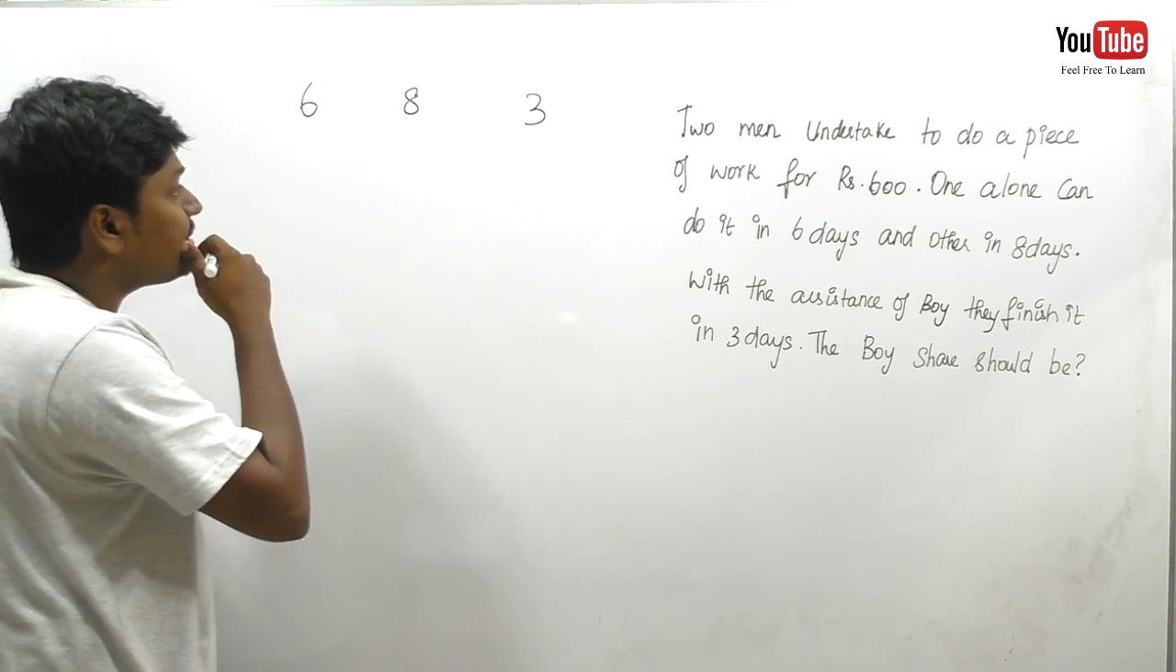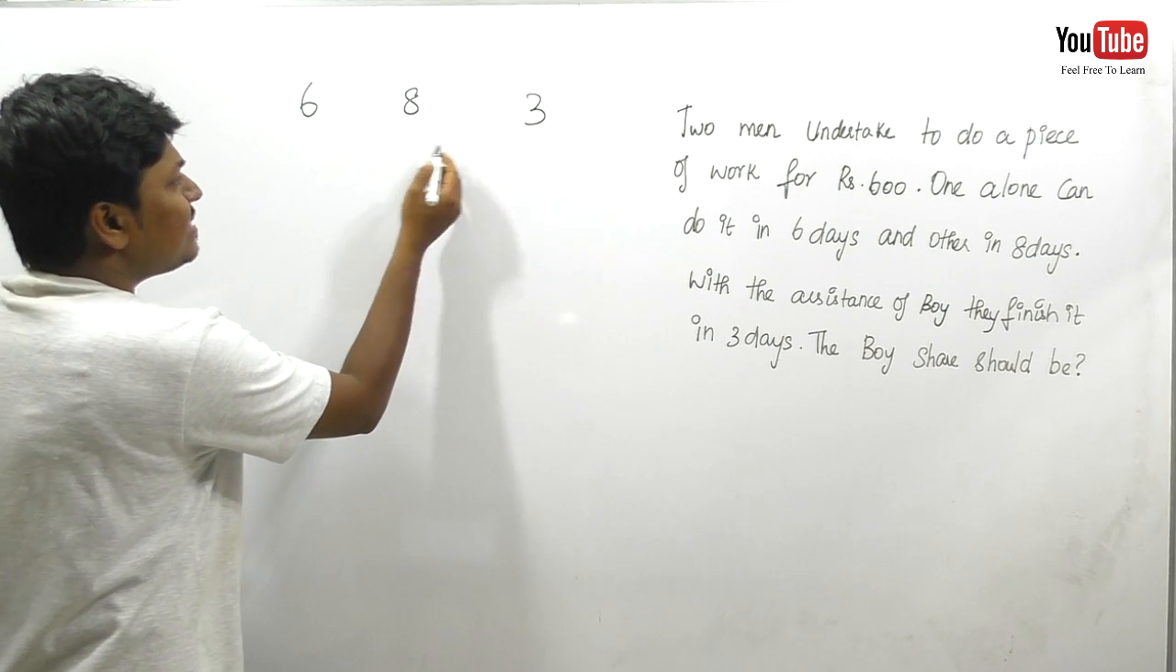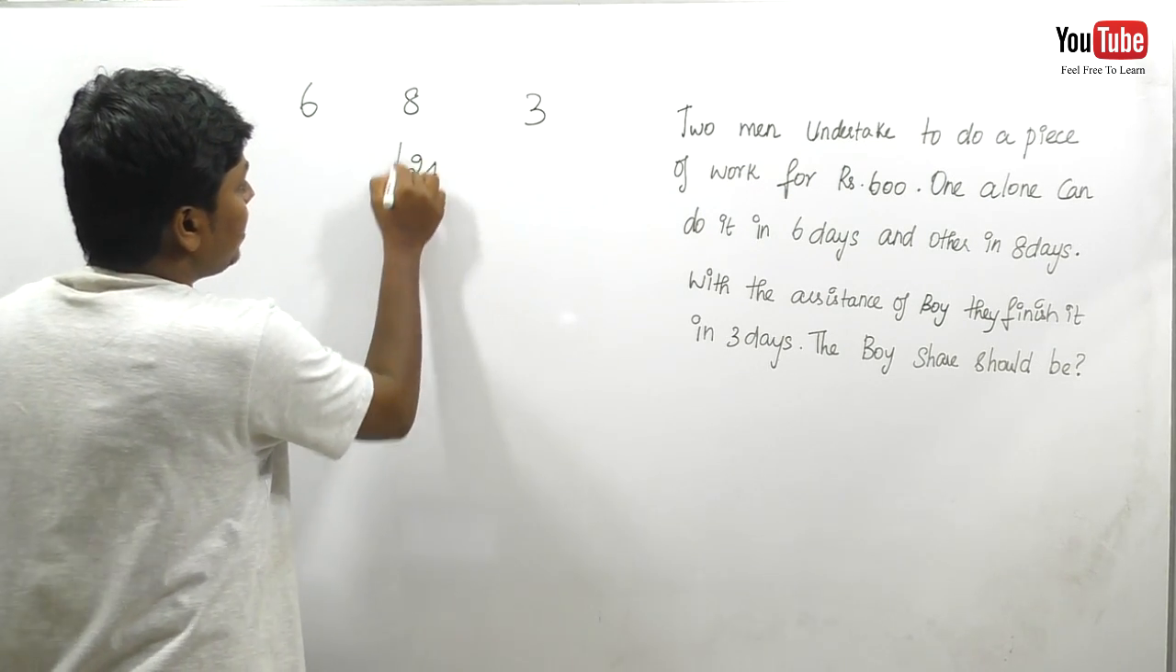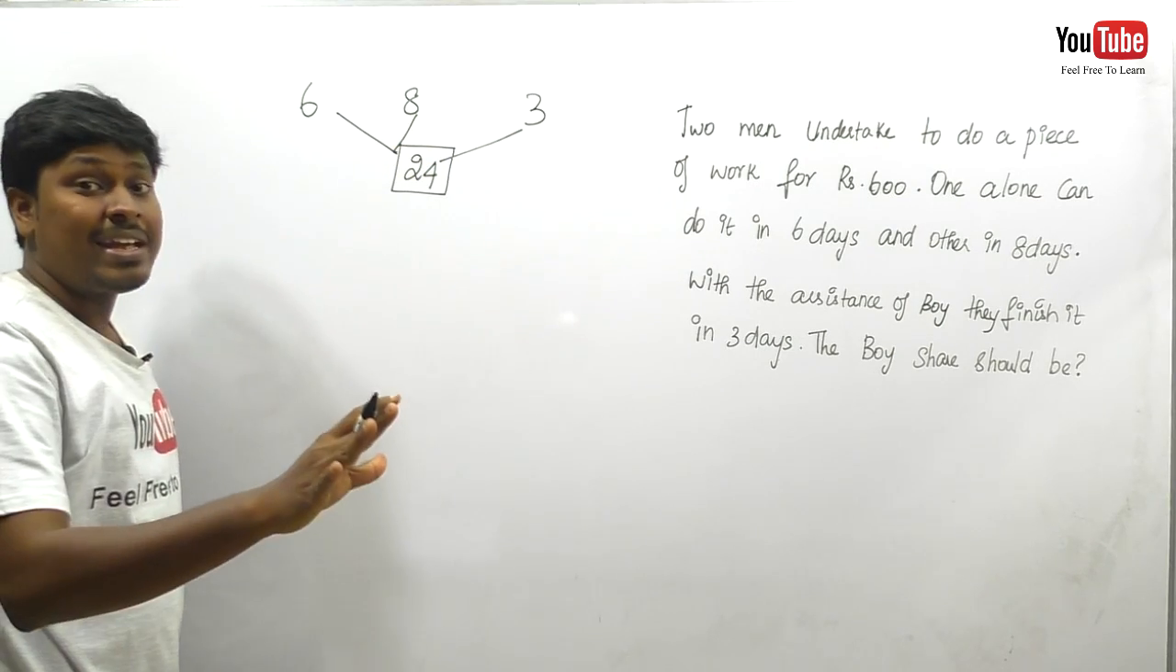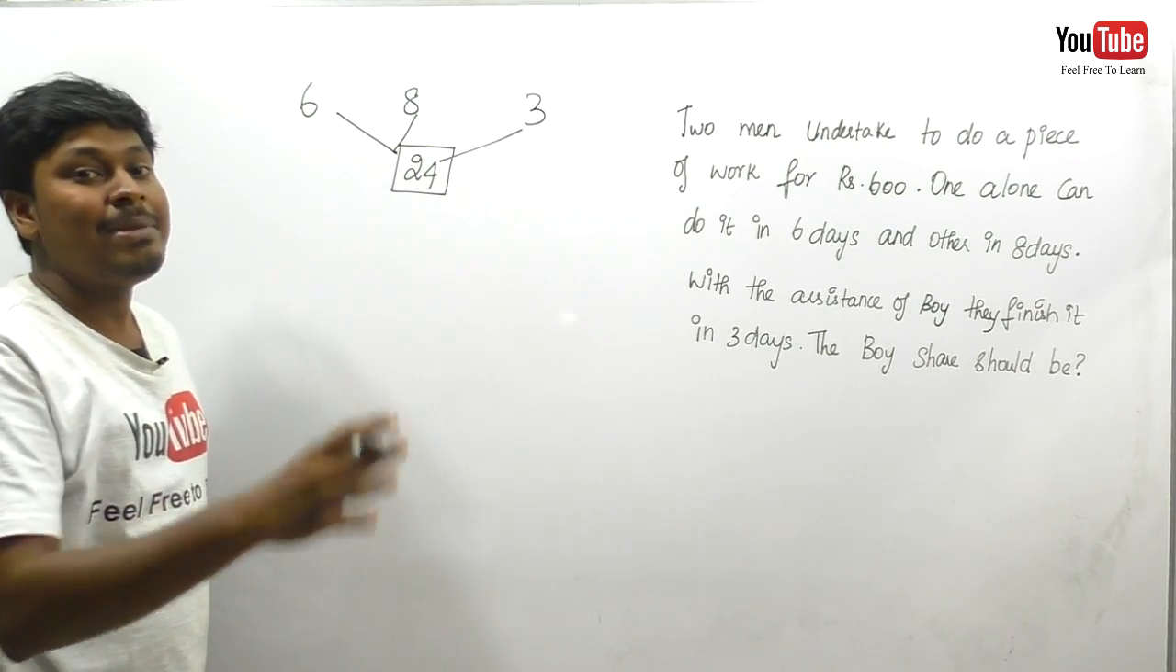LCM of 6, 8, 3 will be 24, right or wrong, friends? LCM will be 24 for all the three works. So I can do one thing, so that the efficiency can be calculated easily, friends.